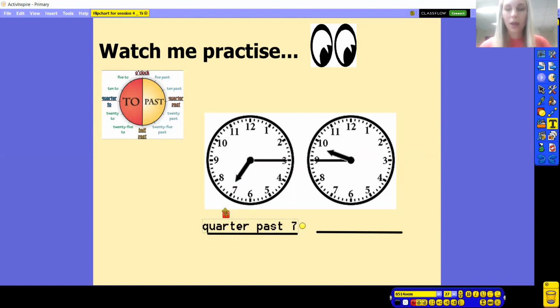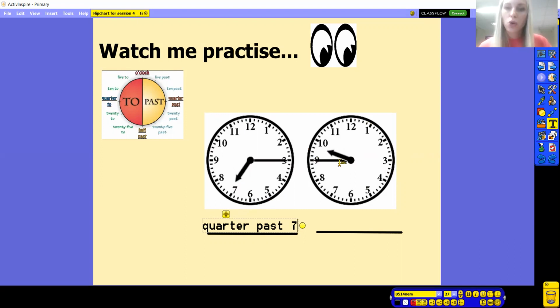Okay. Look at this clock face. Now I can see that my minute hand is on the 9. Let's have a little look at the diagram. If it's pointing to the 9, it would be here, and we call that quarter. It's on the to side of the clock.